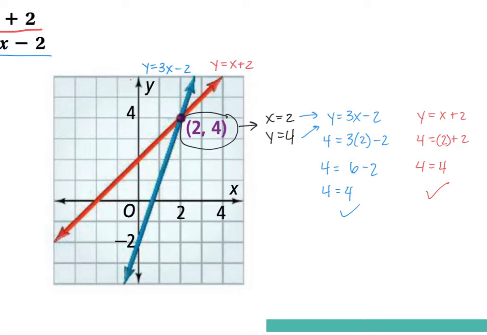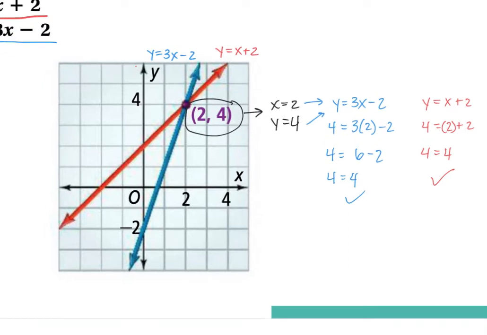Take a look at the blue line. If we put a point down here at (1, 1), that point does satisfy the blue line. If we plugged in 1 for y and 1 for x, it would work for the blue line, but it would not work for the red line. That's why the red line does not pass through there. If you plugged in 1 for y and x on the red line, it would be 1 equals 3, which is not true. So wherever your solution to the system is, that's where those graphs are going to cross each other.